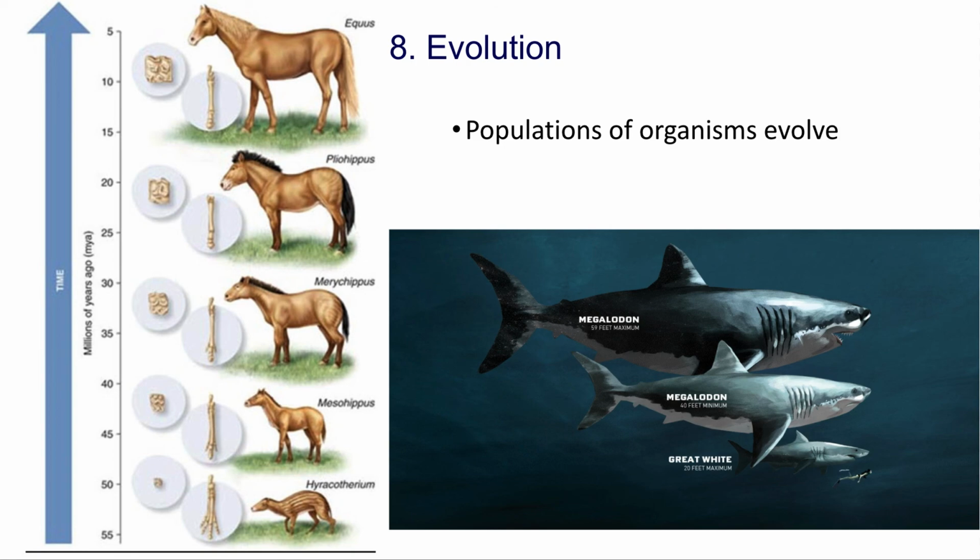8 is evolution. Populations of organisms evolve. So it's not individuals that evolve, but groups of organisms evolve. So species change over time. If we look at the fossil record, we can see how ancient species changed over time to form modern day species. And that is the 8th characteristic of life.